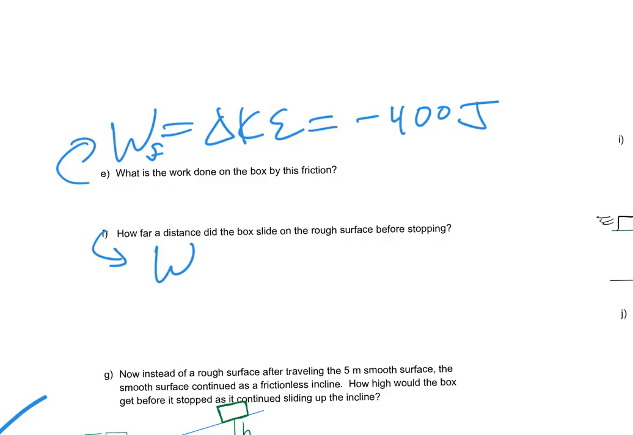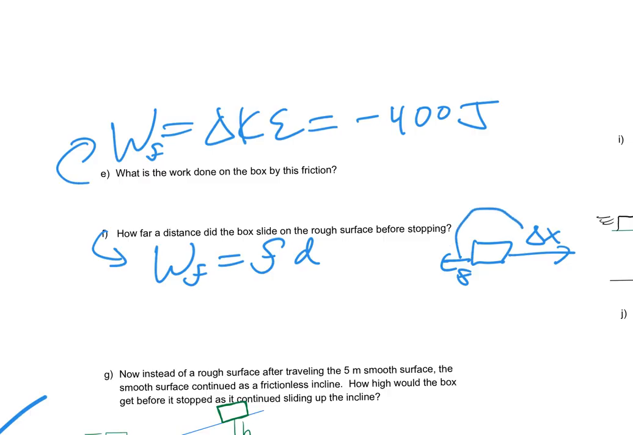Okay, so work due to friction is equal to friction times delta x, or d, times cosine of theta. Theta is between the box moving this way, but the friction acts this way, so the angle between those two forces is 180. So cosine of 180 is -1. I don't even think that out. I just know if it's friction, it's negative work. So let's plug it in. We just found W_F.